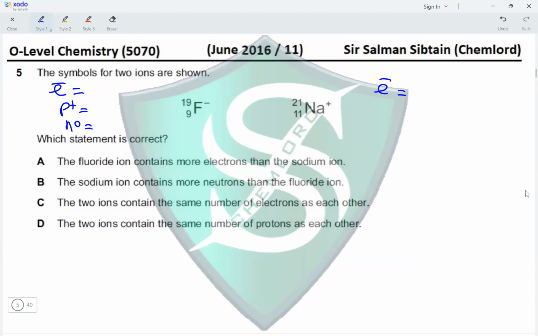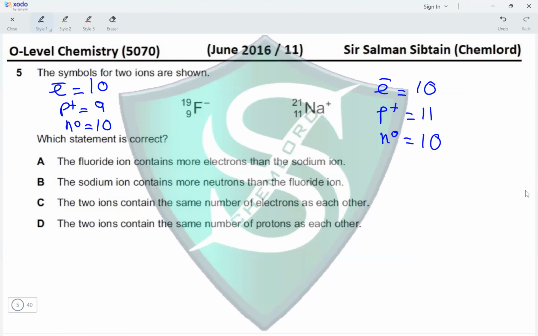So the number of electrons in fluoride ion is 9 plus 1, 10, because it has a negative charge. The number of protons is 9 and the number of neutrons is 19 minus 9, which is equal to 10. For sodium, the number of electrons is 11 minus 1 because there is a positive charge, so 10 electrons, and then 21 minus 11, which gives us 10 neutrons and 11 protons because that is the proton number.